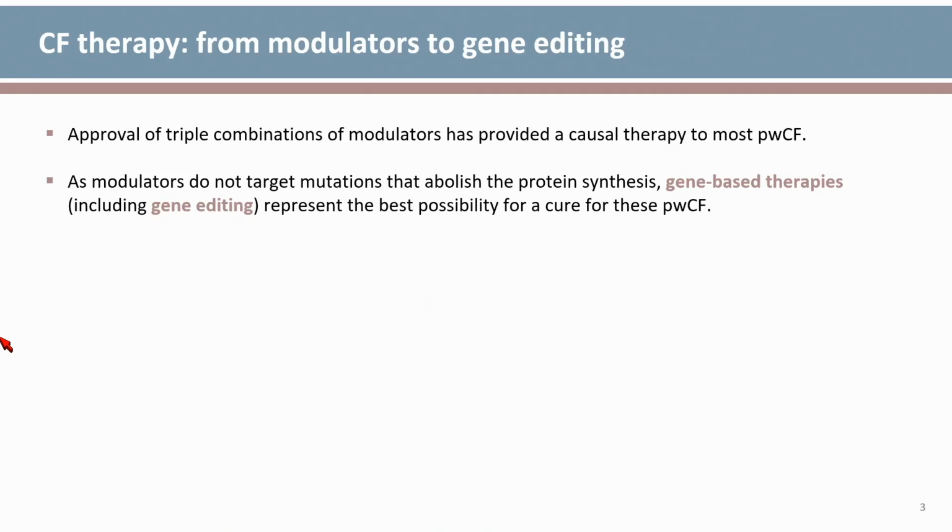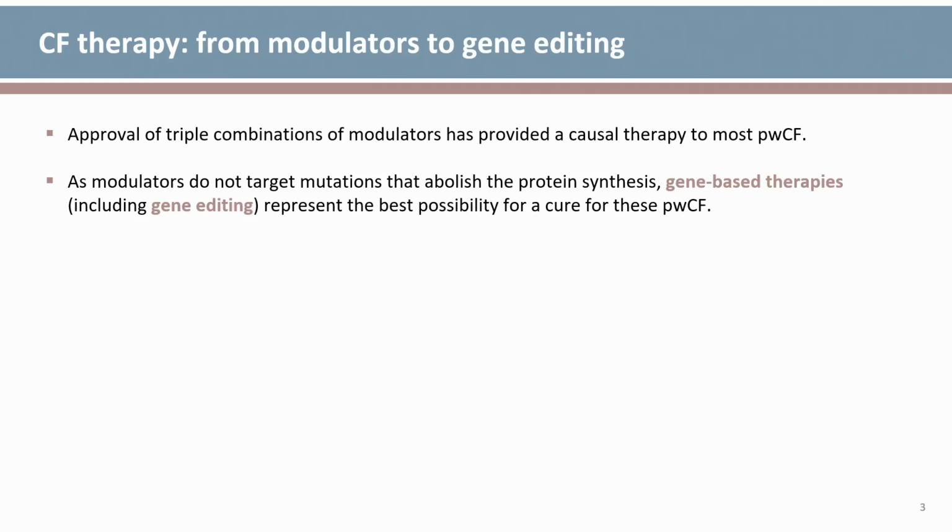We are all pretty much aware that the approval of triple combinations for CF has provided a causal therapy to most people with CF, around 90%, if we look at the numbers recently published. But we know that modulators do not target mutations that abolish protein synthesis. So gene-based therapies are being pursued because they represent the best possibility for a cure for these people with CF.